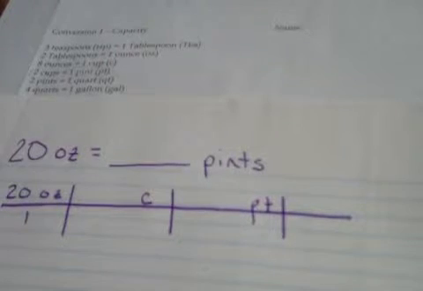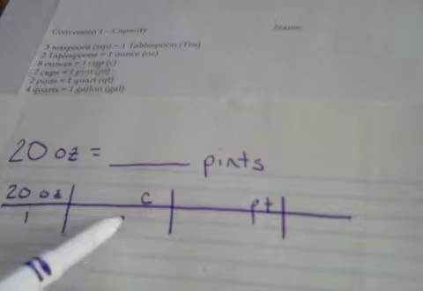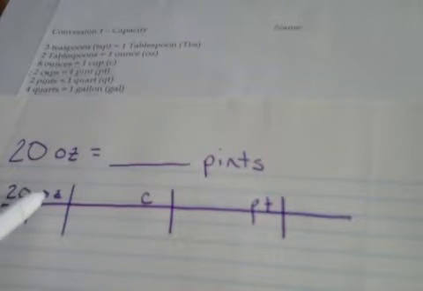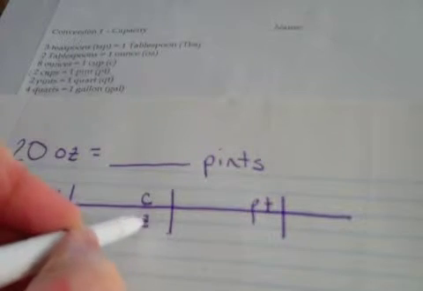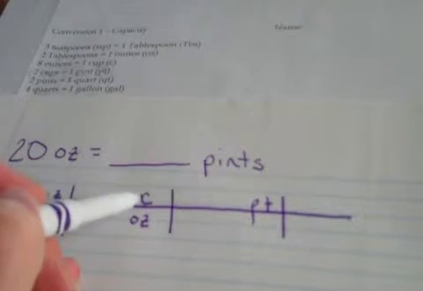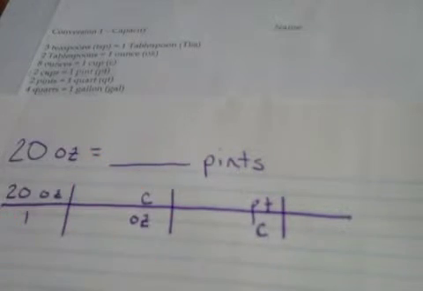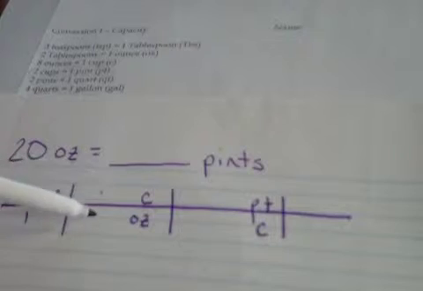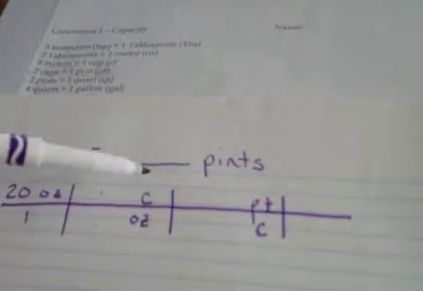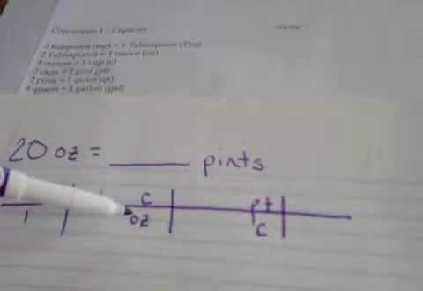The idea behind factor label, or dimensional analysis, is being able to cross-cancel units. Because my ounces are up here, I'm going to bring them down below cups. And because my label of cups is up here, I'm going to bring that down below my pints. Now what I need to do is look at these 2 spaces. I need to compare cups to ounces.